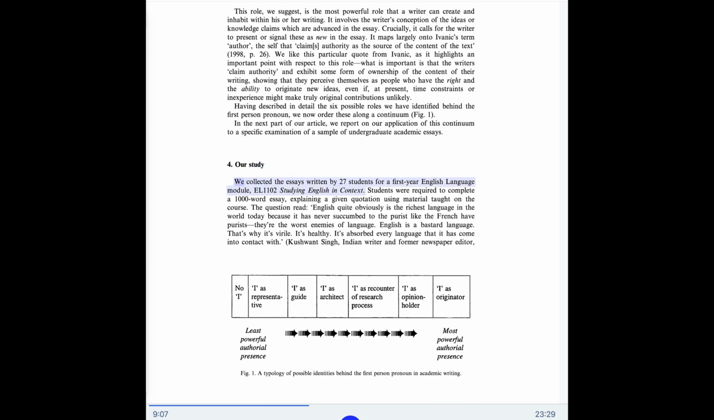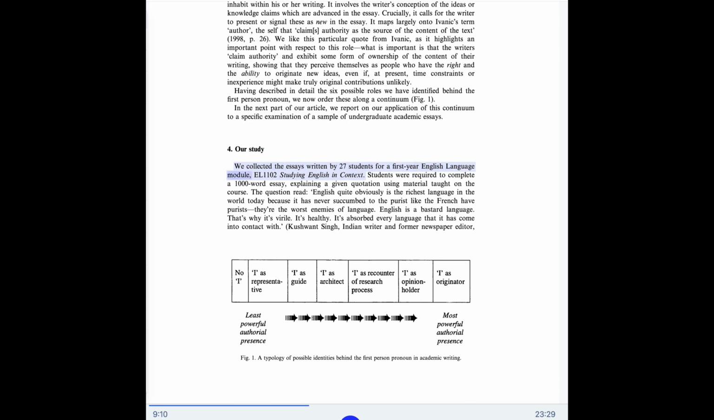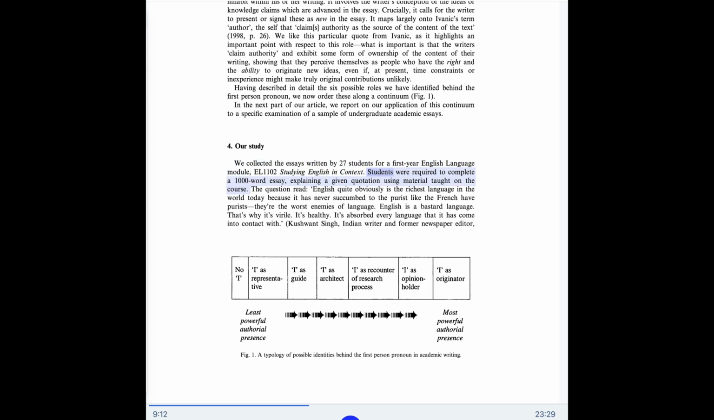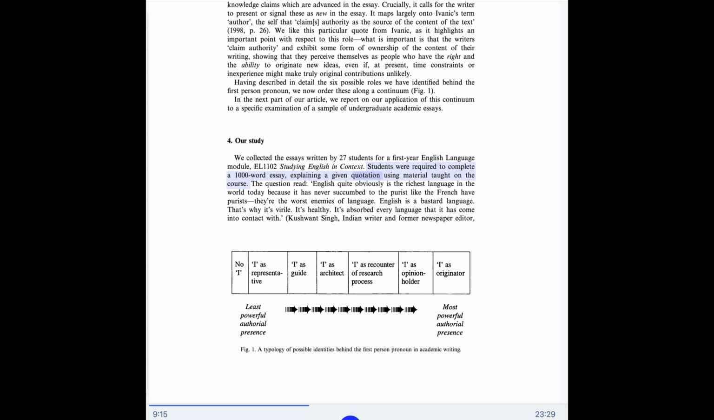4. Our study. We collected the essays written by 27 students for English Language Module 1102, Studying English in Context. Students were required to complete a 1,000-word essay explaining a given quotation using material taught on the course.